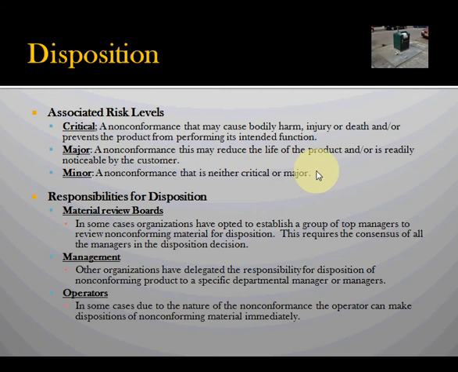Now, how do we do disposition? Some companies use material review boards. That's where the managers get together, review all the material, and based on that, they come up with a consensus of what to do with it. In other cases, a manager, the quality manager by him or herself, can make the disposition. And depending on the characteristic, the operator can actually do that by scrapping the part at their workstation.